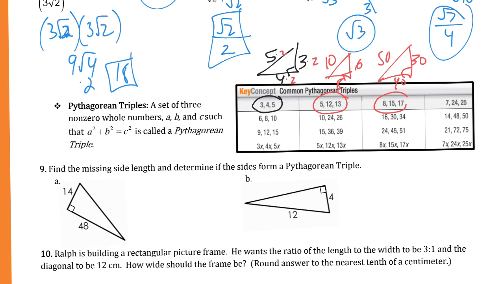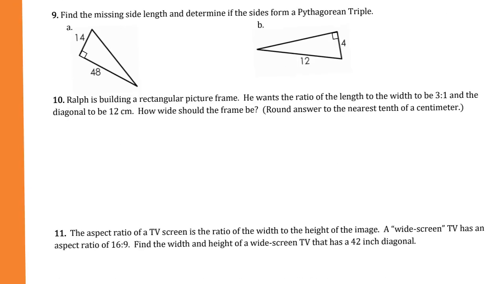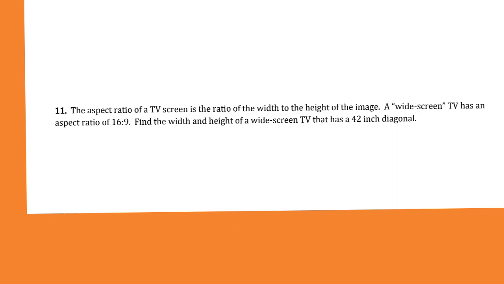Another parent is 8, 15, and 17. Again, you can multiply each of those sides by whatever number you want, and it will make a Pythagorean triple as well. Times it by 3, times it by 2, times it by 10. And same with 7, 24, and 25. And so yesterday we did these exact questions to see, is this a Pythagorean triple? Okay, we also did Ralph's question. So we're just going to do the bottom one to practice this.